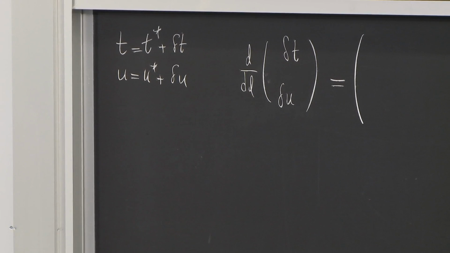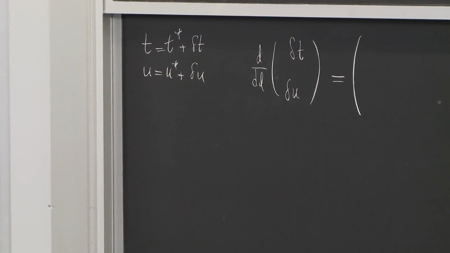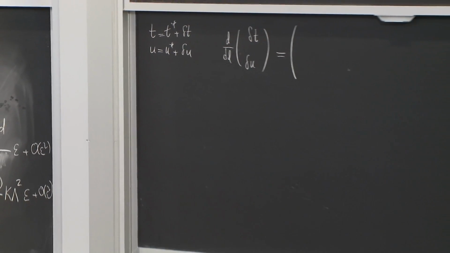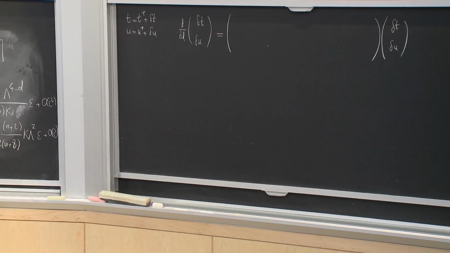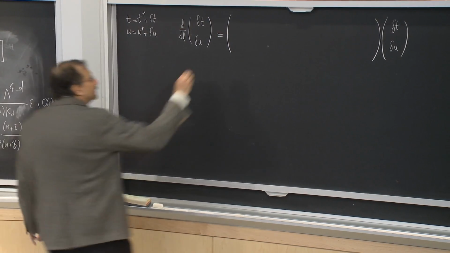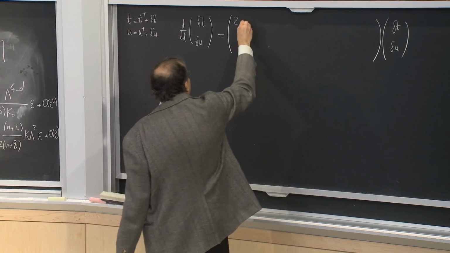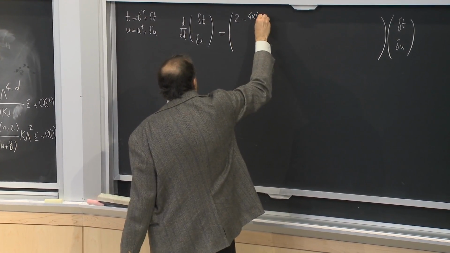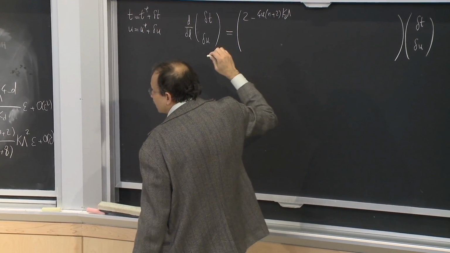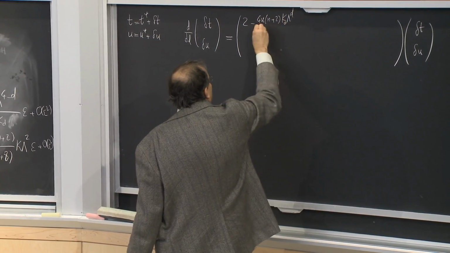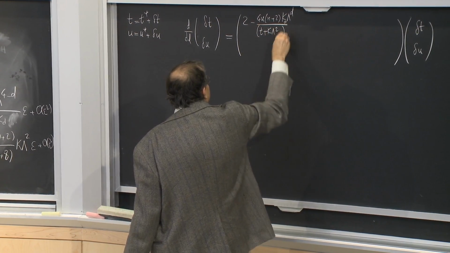What do I have to do to get this? What I have to do is to take derivatives of the terms for dt by dl with respect to t and with respect to u. Take derivative with respect to t, what do I get? I will get 2. I will get minus 4u n plus 2 K_d lambda to the power of d divided by t plus k lambda squared, squared.